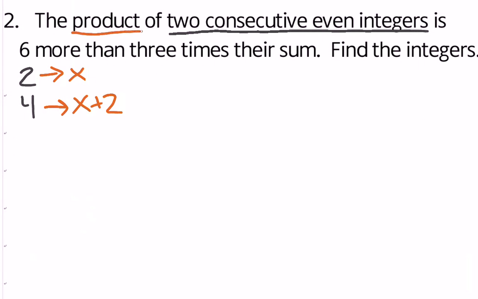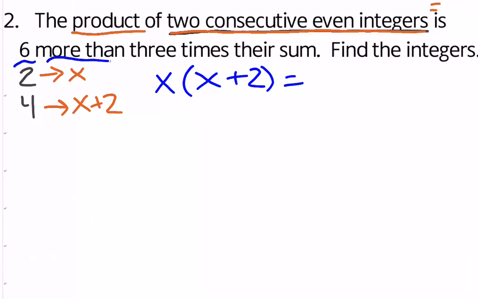The product of two consecutive even integers is, okay, that's where my equal sign is, so I'm going to stop and write one note. Product means I multiply. So x times x plus 2 means equals. Now I can read the rest part. So the part, 6 more than 3 times. Okay, 6 more than. This is why I was saying to put it at the end. Put it at the end, and now finish your sentence.